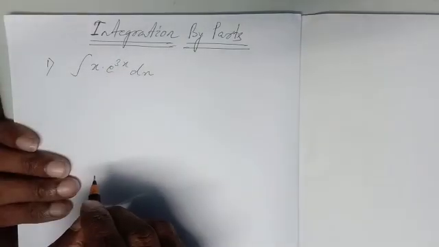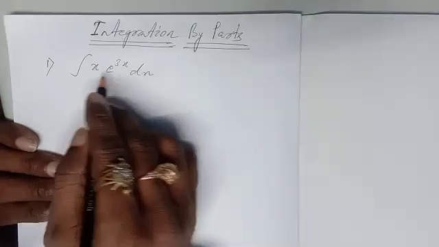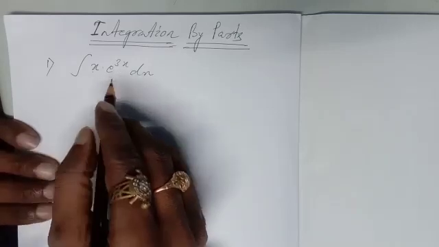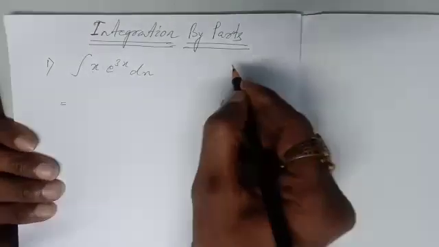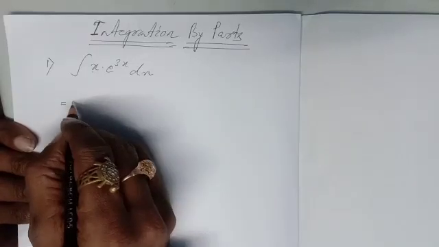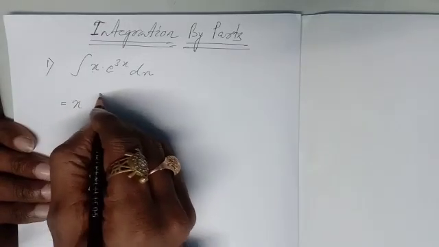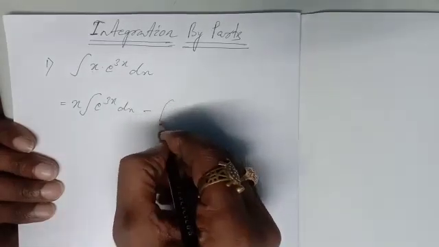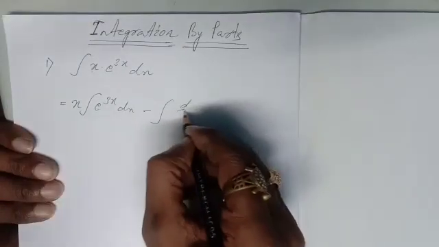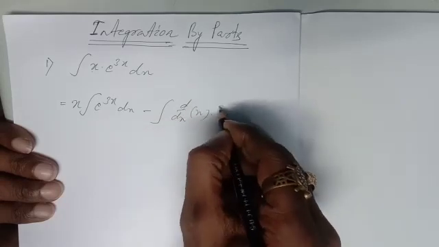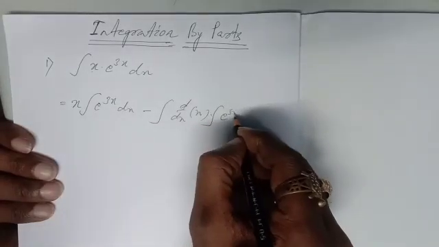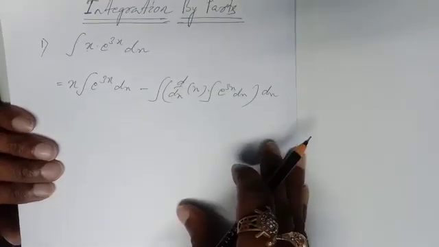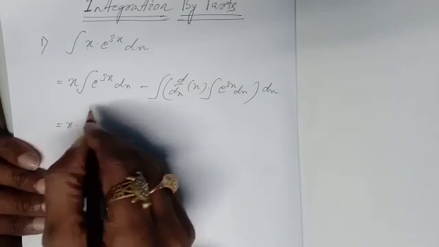In x into e to the power 3x, there are two functions: one is an algebraic function and the other is an exponential function. As per the rule of Euler, which I have already told you before, x is the first function: x into the integration of the second function dx, minus the integration of the derivative of the first function into the integration of the second function dx, whole dx. After that, x into what is the integration of e to the 3x?